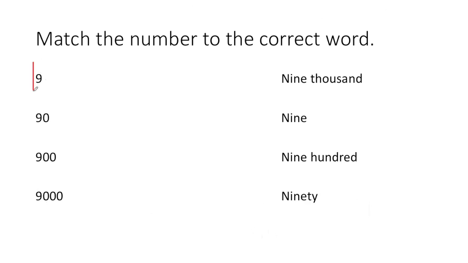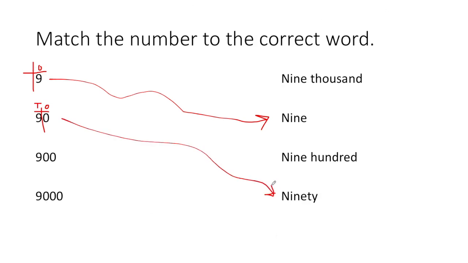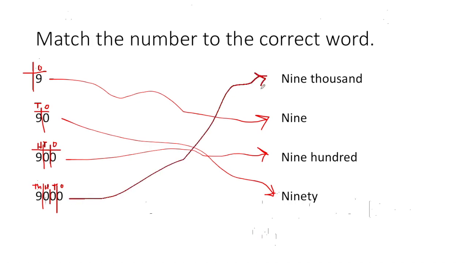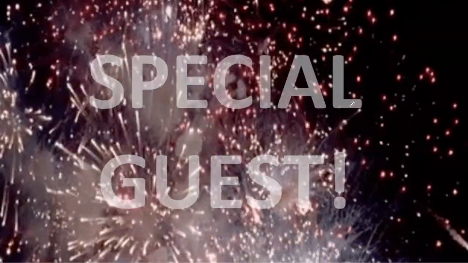Wonderful. If I use a place value chart here, this is 9 ones, so we just say it as 9. If I use a place value chart here, I have 9 tens, that's 90. If I use a place value chart here, I have 9 hundreds. And if I use a place value chart here, I have 9 thousands. Let's make sure we keep these little slight differences in mind as we hear from a special guest.